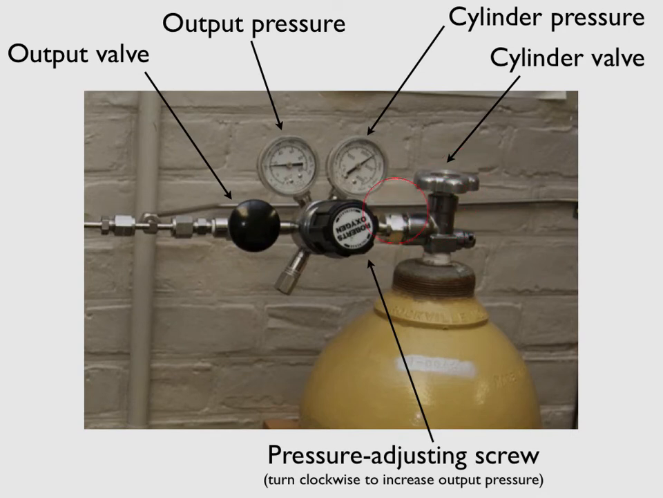That will allow gas to flow into the first stage of the regulator. The cylinder pressure gauge will then read whatever the pressure is of the gas in the cylinder. But the output pressure will still be 0. Then you can turn the pressure adjusting screw clockwise. That will increase the pressure in the second stage of the regulator until the dial reads whatever output delivery pressure you want. And then finally at that point you can open the output valve and allow the gas to flow to your experiment.